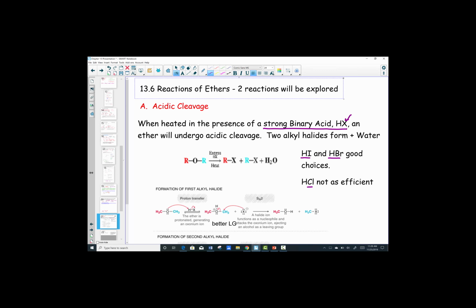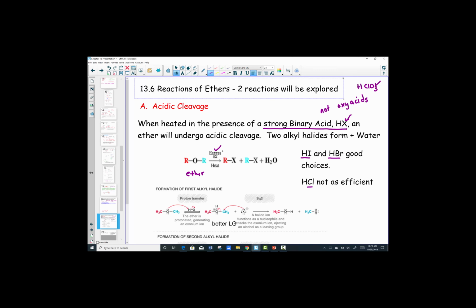When an ether undergoes acidic cleavage in the presence of a strong binary acid, it's saying binary because it doesn't work with oxy acids. So for example, HClO3, that's an oxy acid, doesn't work. We want the binary acid to keep the oxygen absent from the reaction vessel. So here we have an ROR. We know that to be an ether.